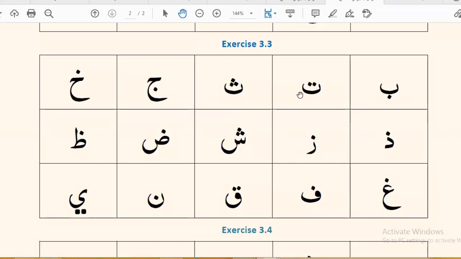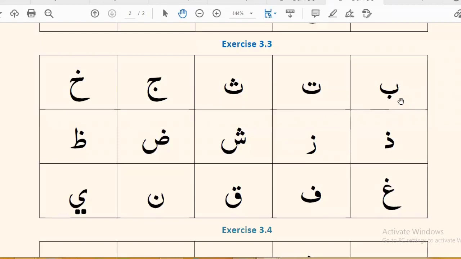So for example, these first 3 letters in this exercise all have a similar shape. You can see this kind of boat shaped letter. All 3 of them have the same shape, but the difference between these 3 letters is the number of dots on them. So that's how we can recognize if something is a ba, a ta, or a tha.